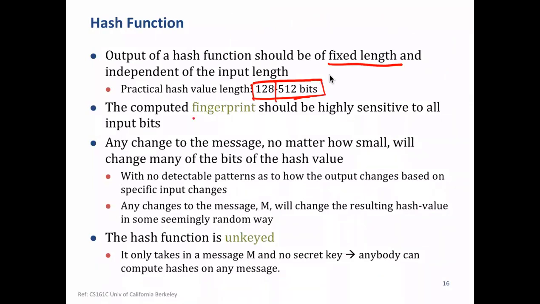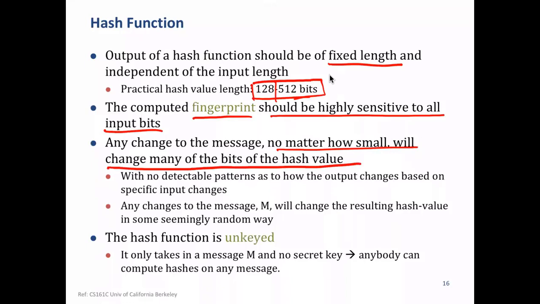Okay, the computed fingerprint should be highly sensitive to all input bits. Any change in the message, no matter how small, may change many of the bits of the hash value, with no detectable pattern on how the output changes based on specific input changes. This point we also discussed. And note that the hash function is not keyed. We don't use a key as we did in the case of encryption. So anybody can compute the hash on any message.